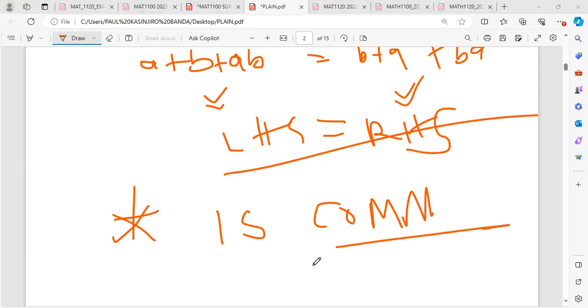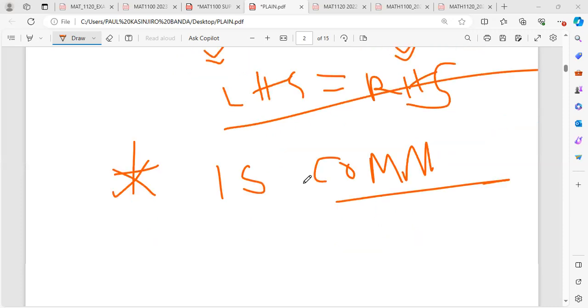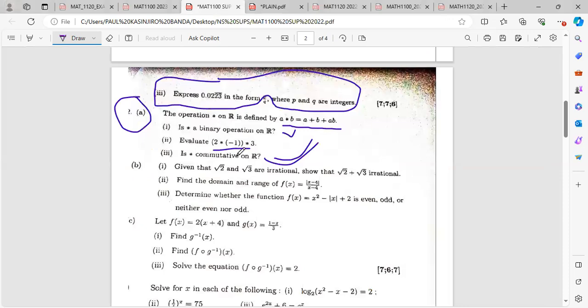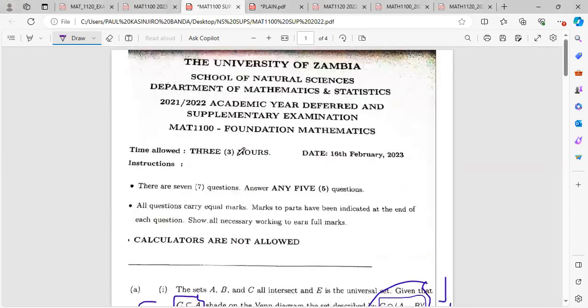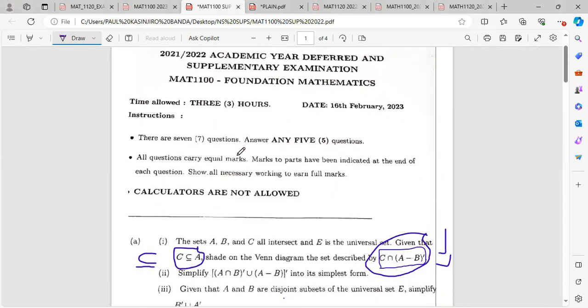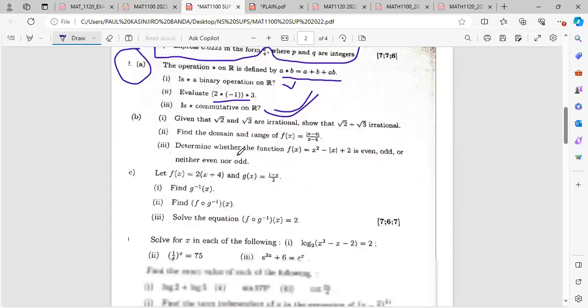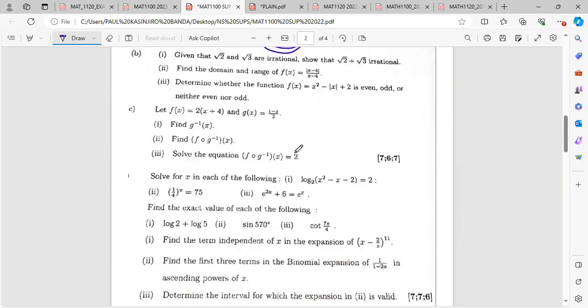I'll send the paper in the book, don't worry. Let's look at other concepts. So we solved some questions from last year's paper on sets. Let's solve a bit of functions here, then we can move to another paper.